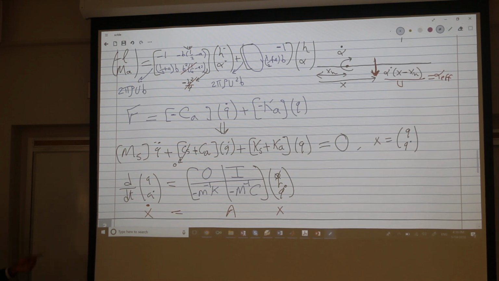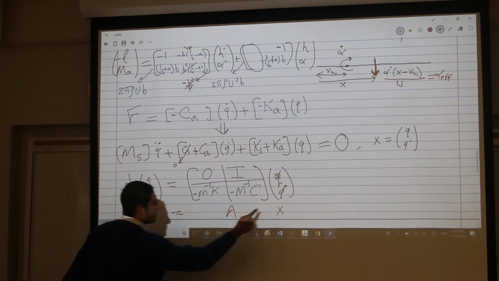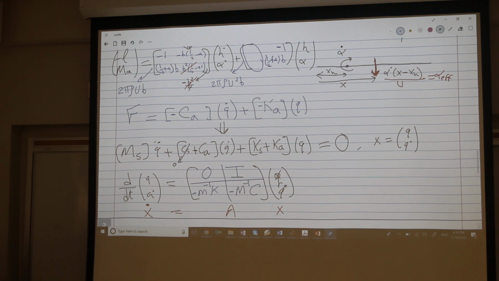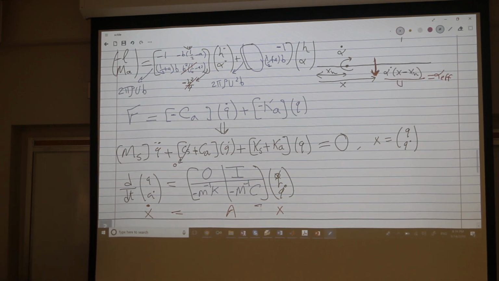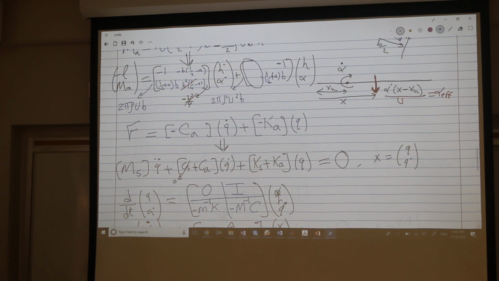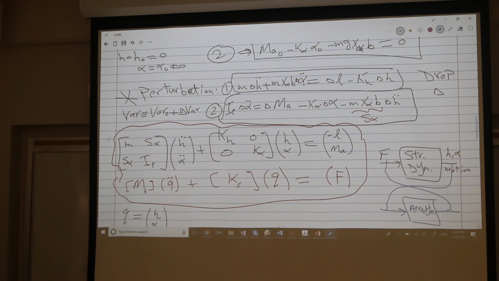At the end of the day, I have a very simple model. X dot equals A times X. A matrix, 4 by 4. What does this A matrix have inside? Well, let's see. We have mass, eccentricity, inertia, stiffness. These are the system parameters, so these are all known. So what about the lift and moment representation? Let's go and see them.